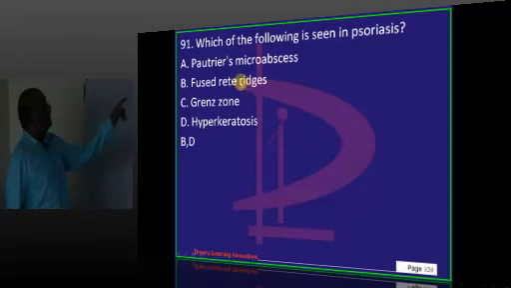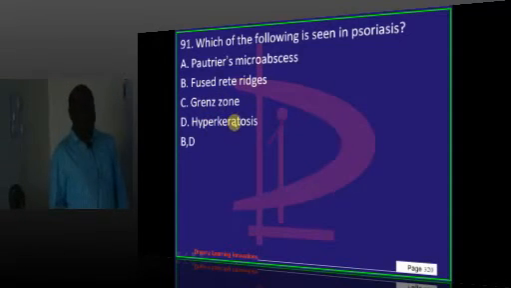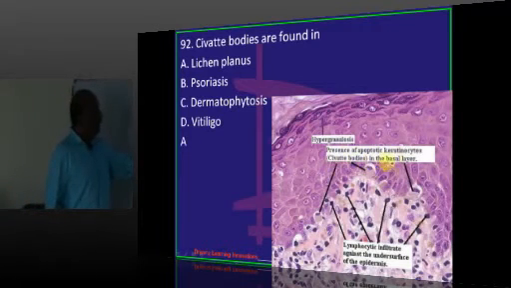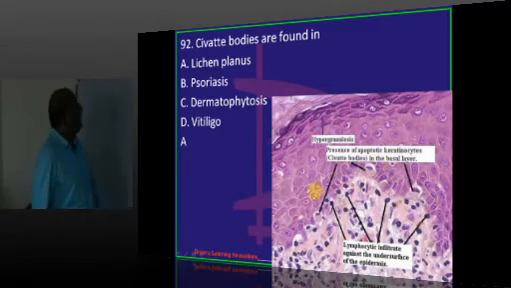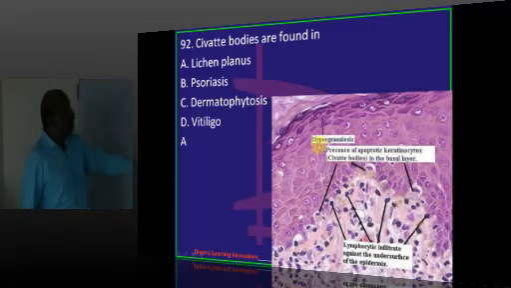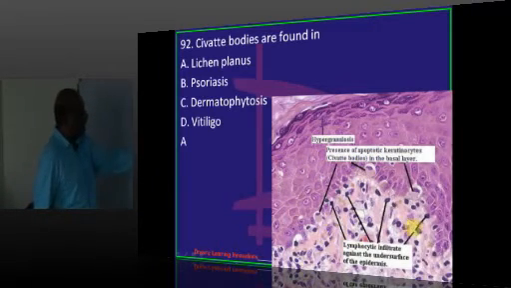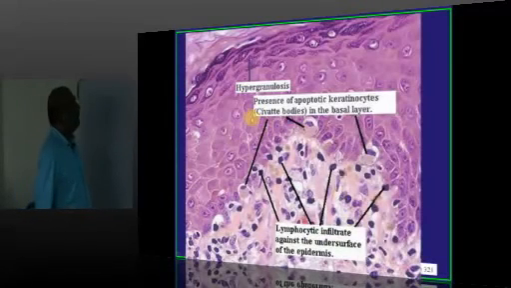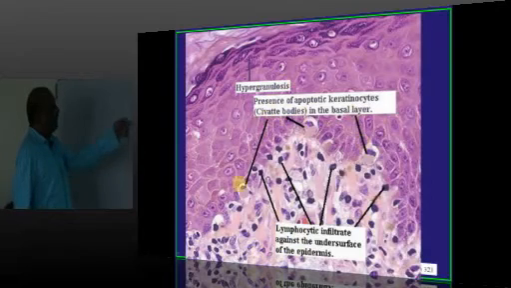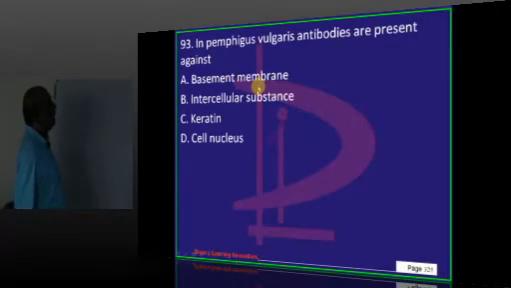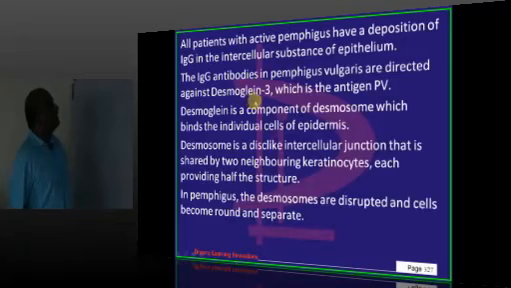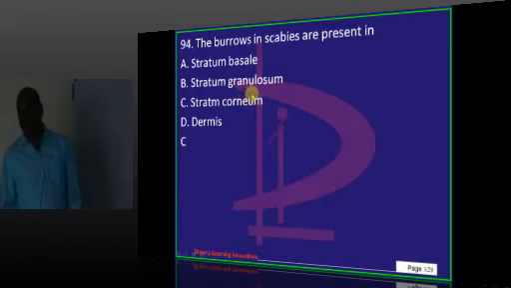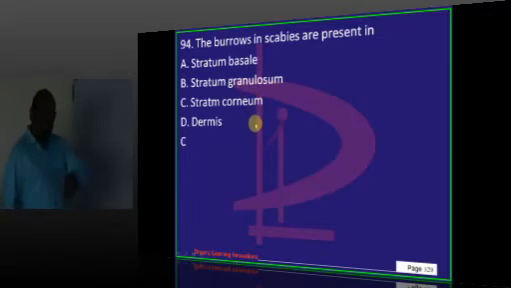In psoriasis you have rete ridges and hyperkeratosis. Civatte bodies, what are they, doctor? They are those apoptotic keratinocytes in the basal layer, which you see in case of lichen planus. In lichen planus, you will also see hypergranulosis and lymphocytic infiltration against the undersurface of the epidermis. These are all the features of lichen planus. Hypergranulosis, Civatte bodies and lymphocytic infiltration underneath the epidermis. Pemphigus vulgaris, antibodies are against the intercellular substance. Burrows are burrowing into stratum corneum. These burrows are in the corneum because they burrowed into corneum.